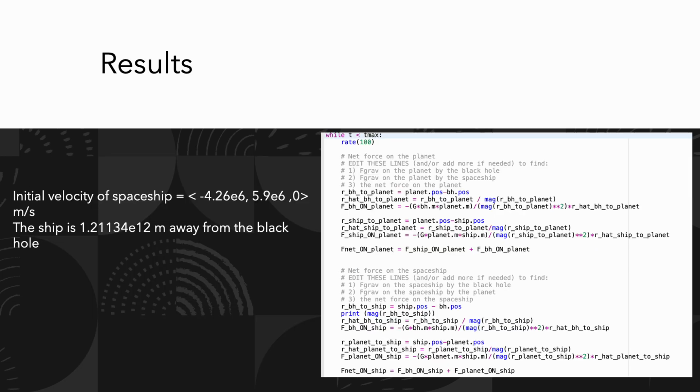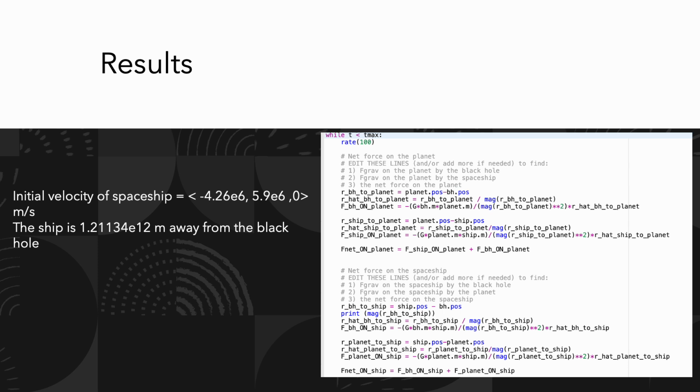So inside the while loop, I first calculated the force of gravity on the planet by the black hole, and then the force of gravity on the planet by the spaceship, and finally the net force on the planet, which is the force of gravity on the planet by the spaceship plus the force of gravity on the planet by the black hole, and then I calculated the net force on the spaceship.